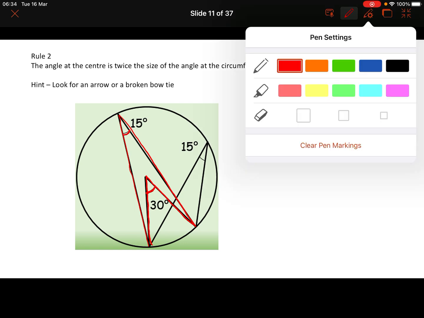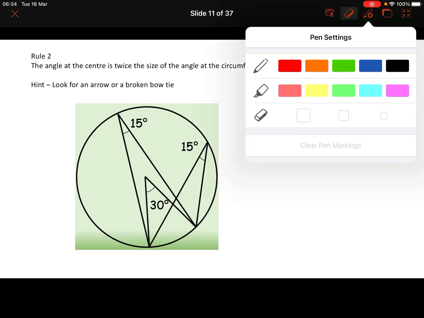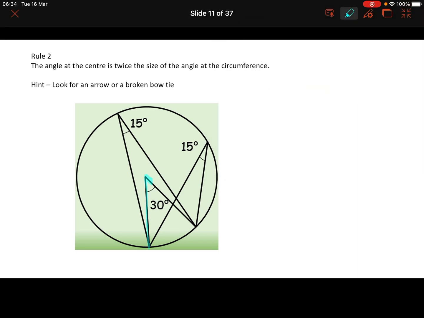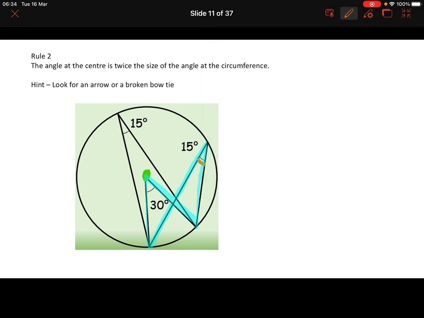But don't forget, it's not always a nice arrow. Sometimes it's more like a bow tie. So let's have a look here. Like this situation here, that looks like a bow tie. It's not a bow tie because this point here is not at the circumference, it's at the center. So if you've got a bow tie where one of the corners of the bow tie is at the center, actually it's an arrow. So again, what we would know is that this angle here is half this angle here. Okay, very, very important.